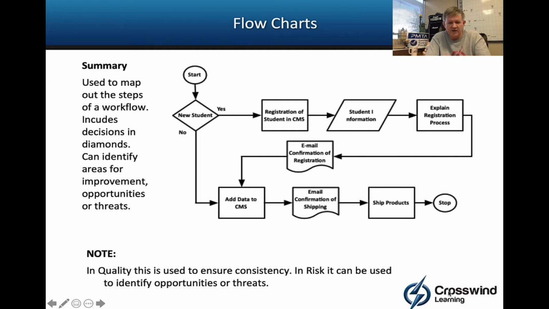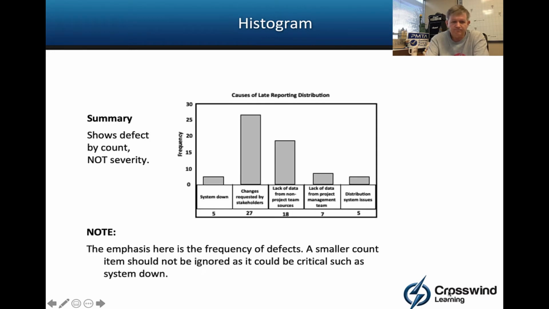So decisions are diamonds. Like a new student, go that way. Not a new student, go this other way. And then ultimately, ship the product, if you will. Now, when we look at a histogram, this shows defect by count, not severity. Count, not severity. So let me emphasize. System down on the left occurred 5 times.